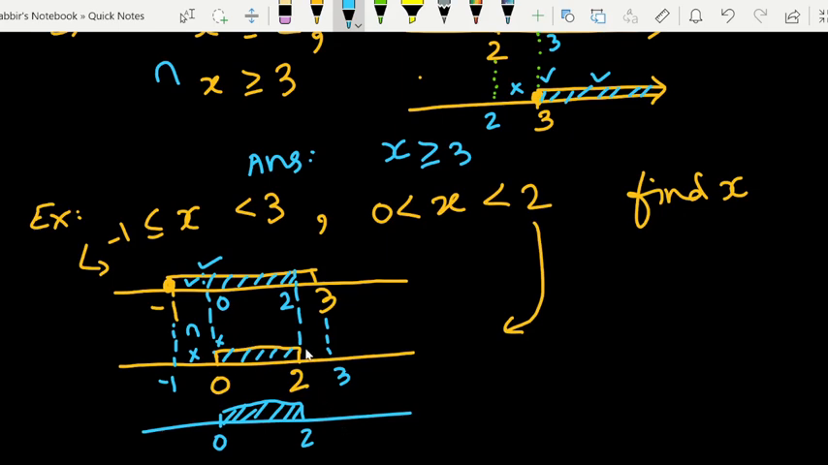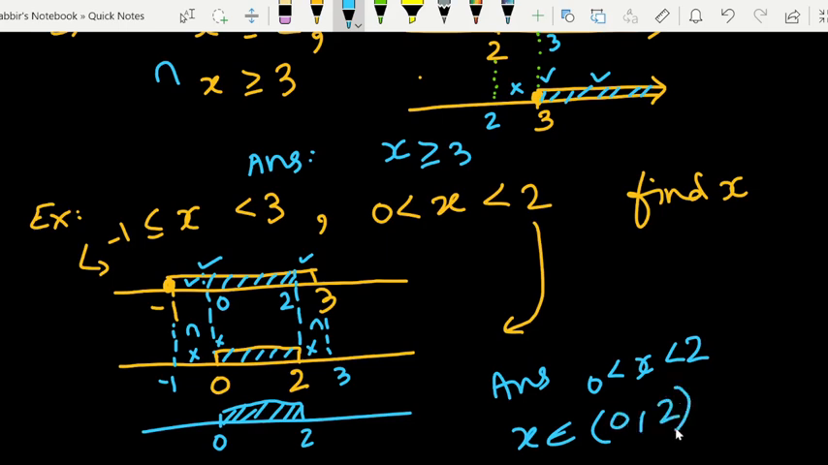So now again moving further, from 2 to 3 there is no x satisfying. Now 2 to 3 there is some x, so their intersection, nothing we will get. So finally the answer is 0 to 2. We can also say that since 0 to 2 is completely a subset of -1 to 3, so the answer is x 0 to 2, or in interval form x belonging to (0, 2) both excluded.